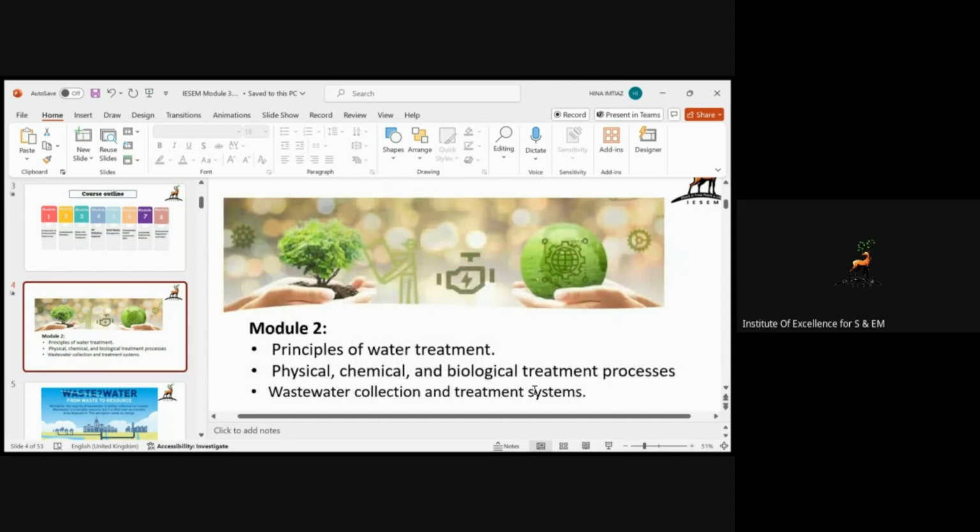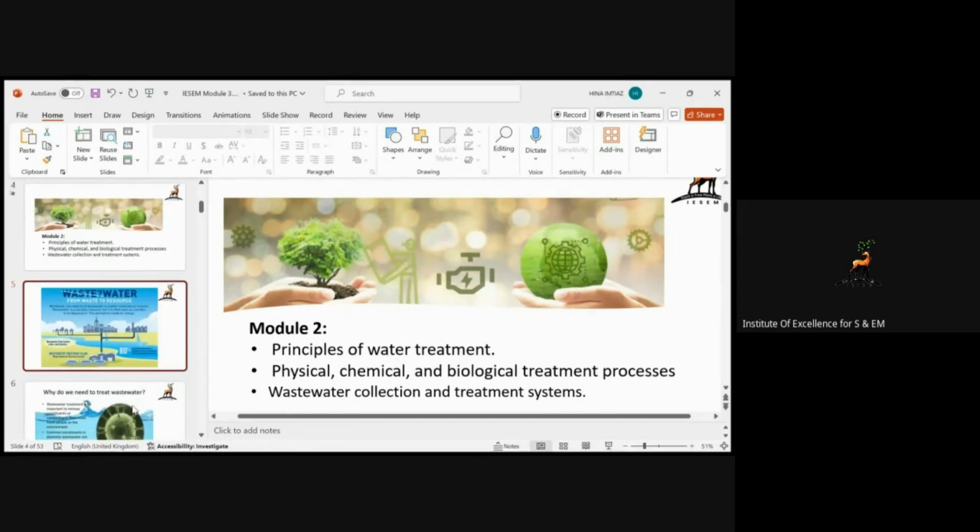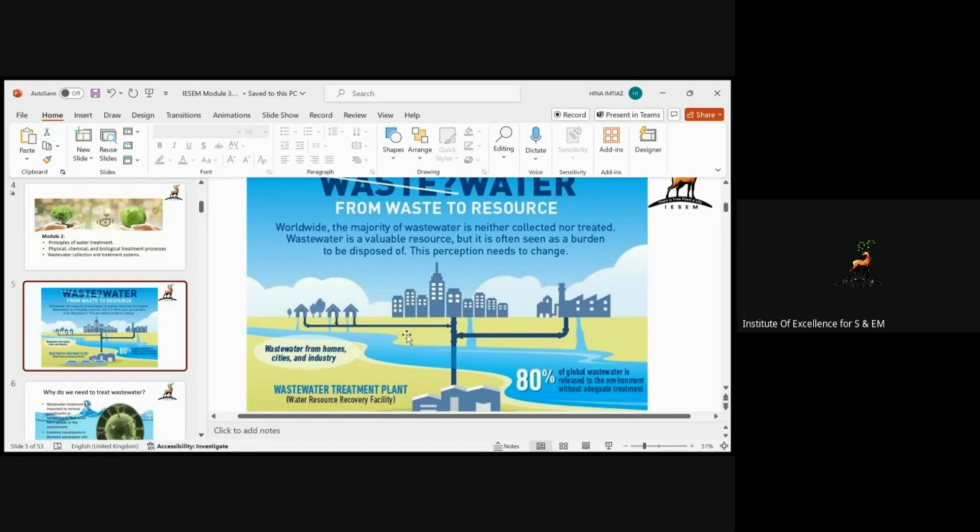These are the main subtopics of this module: the principles of wastewater and the physical, chemical, and biological treatment processes. And the third one is wastewater collection and treatment systems. So, first of all, wastewater.